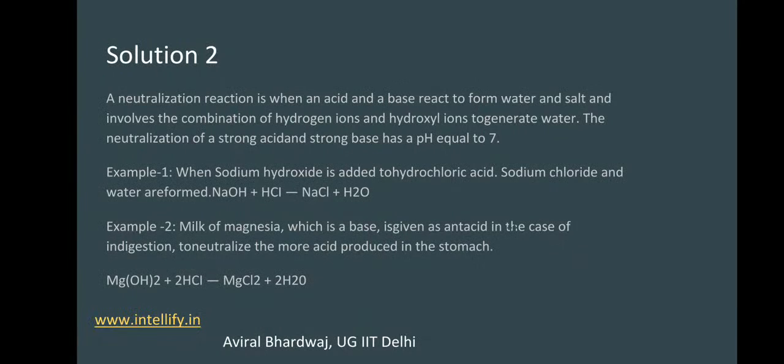And the next example is milk of magnesia, which is a base, given as an antacid to neutralize the excess acid produced in the stomach. This is a common reaction when an acid is added to a base to maintain the pH at neutral, which is 7. Like when a strong acid is added to a strong base, we get the neutral pH 7.